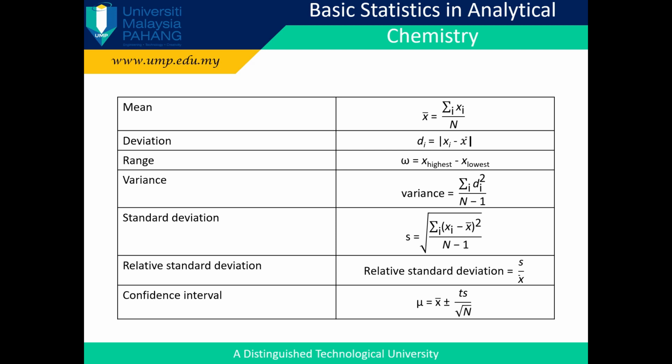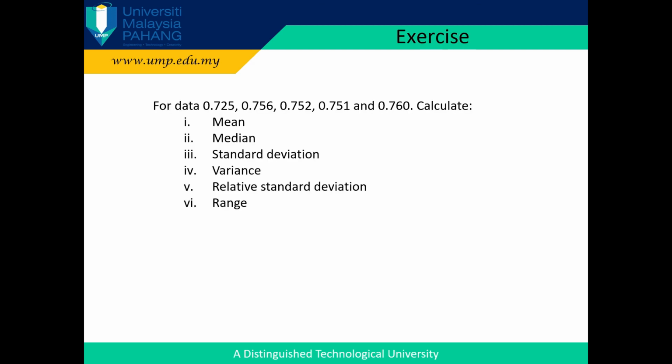Basic statistics in analytical chemistry. Basic statistics involve the mean, deviation, range, variance, standard deviation, relative standard deviation, and confidence interval that you can find by inserting the value into the given equation. For easy understanding, here is the example. For the data given, you need to calculate the mean, median, standard deviation, variance, relative standard deviation, and range. Give full attention on how to insert the value into the equation.